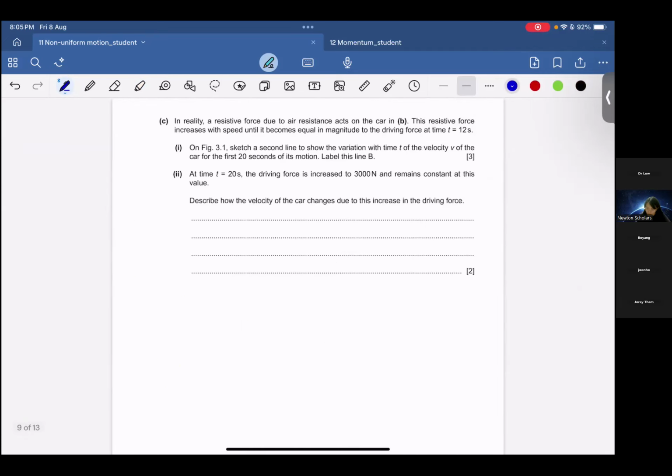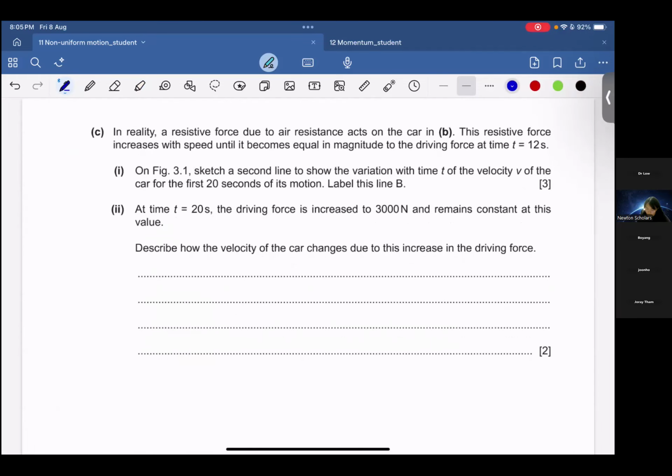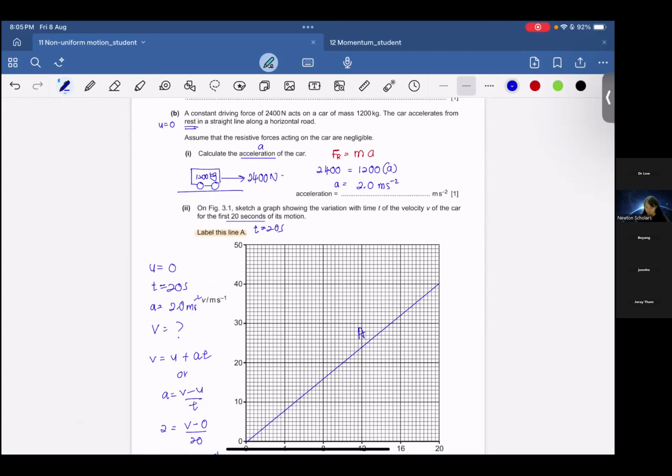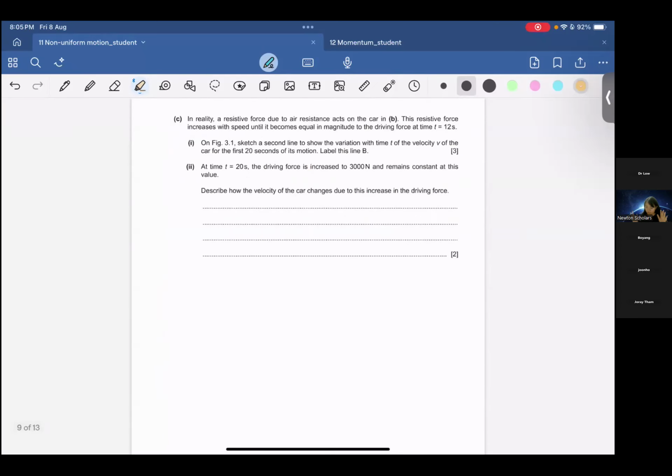Okay, here. In reality, there is a resistive force, because just now in this case we assumed there is no air resistance. Here we assume no air resistance, no frictional force, a perfect case. That's why it can accelerate, okay? Nice, just a straight line.